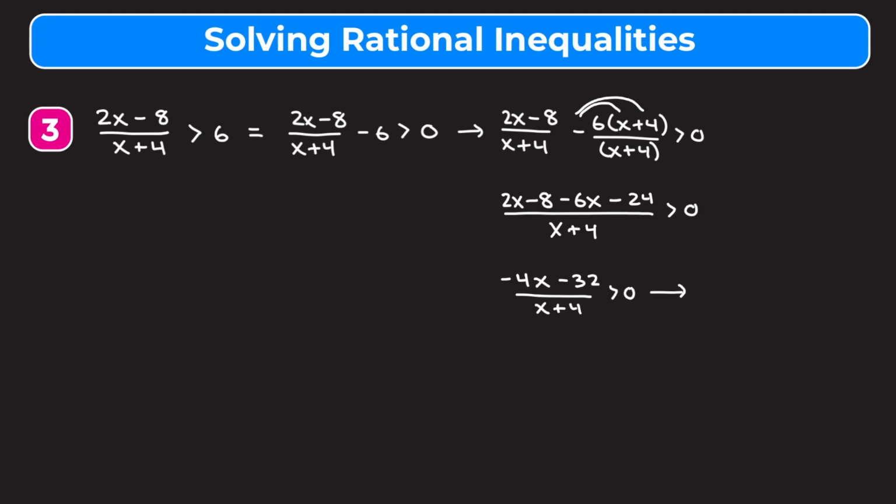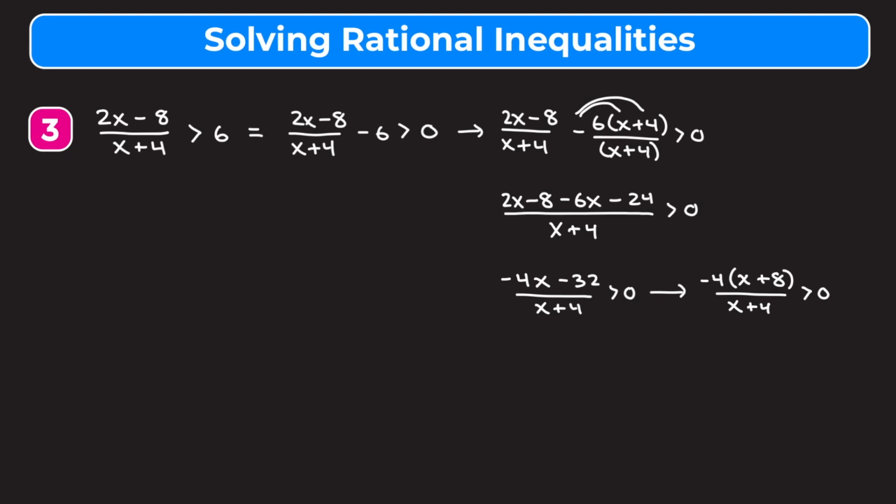And then over here, now we need to factor the top. So we're going to take a negative 4 out. We're left with x plus 8. And that's over x plus 4. And this is greater than 0. So we just combine the negative 6 with this (2x minus 8) over (x plus 4) by making a common denominator. And then we have to factor the top because our goal is to figure out what makes the numerator and denominator of our fraction equal to 0.